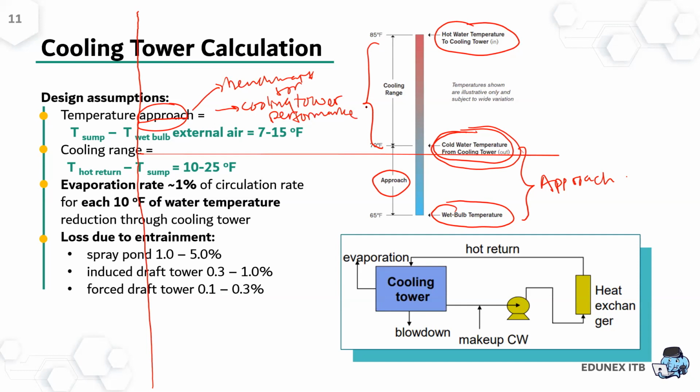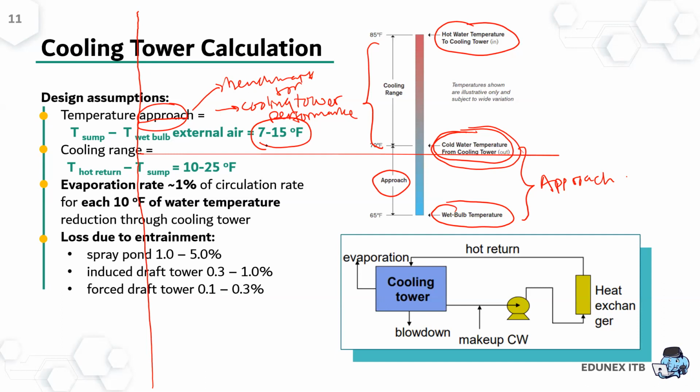Okay, so a cooling tower with a smaller temperature approach is classified as thermally superior to a tower with a larger approach. So the lower the temperature approach, the better the cooling tower performance. But there's actually an ideal range of these temperature approaches in the interval of 7 to 15 degrees Fahrenheit.